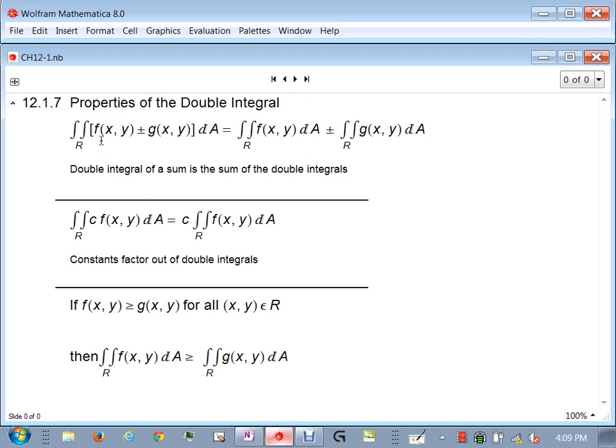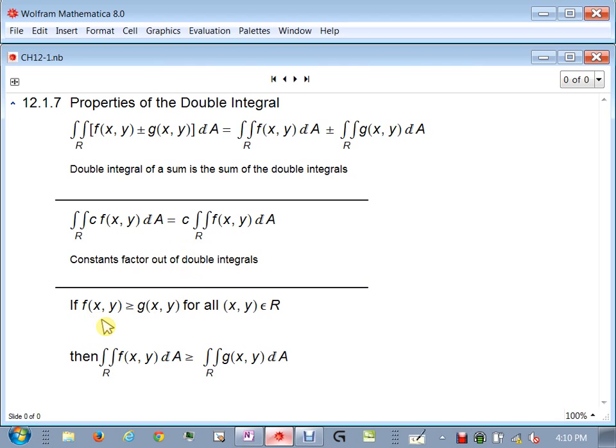Properties of double integrals. These are all things that we've seen before with integrals. If you have a double integral of the sum of two functions, then you can split it into two double integrals. That works with addition or subtraction. If you have a constant in front of a function, you can pull the constant completely out of the double integral, all the way out.